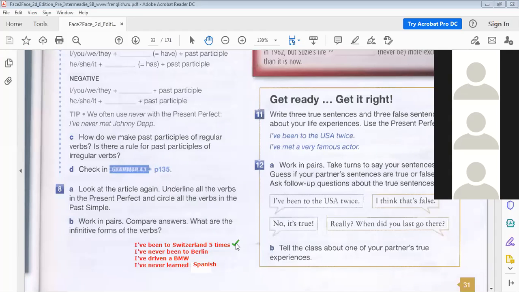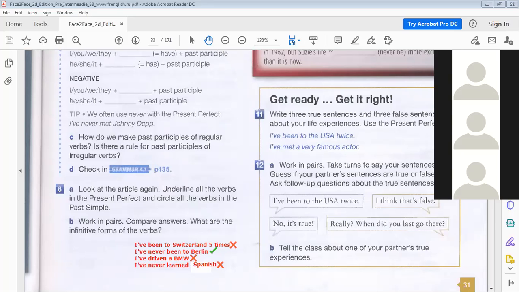I've never been to Switzerland. I mean, I've been once, but only in transit, but I've never been 5 times. I haven't been 5 times. Okay, I've never been to Berlin. This is true. I haven't visited Germany. I've driven a BMW. This is false. I haven't driven a BMW. Maybe in the future. I've never learned Spanish. This is false. I've learned Spanish. So all of your answers, I think, are wrong, except the first one. Most of you said it was. Sorry, no, the first one is false, not true. Sorry, I haven't been. So it's 3 false. Yeah, it's 3 false. So it's a bit of a trick question. It should be 2. I know, but okay.